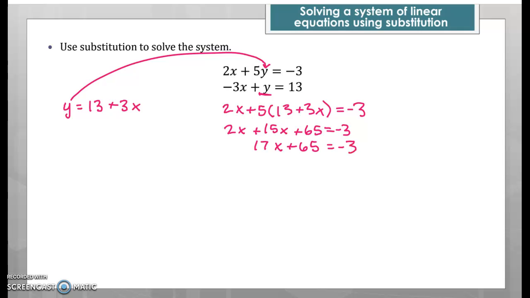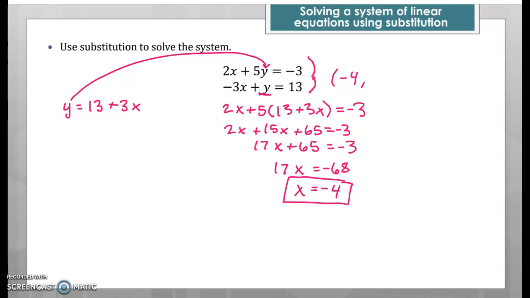Now let's go ahead and subtract 65 from both sides, so I get 17x equals -68, and then divide by 17, and I get x equals -4. So this means that the x value where these two lines meet is at -4. But what is my y value? What is the point where these lines intersect?